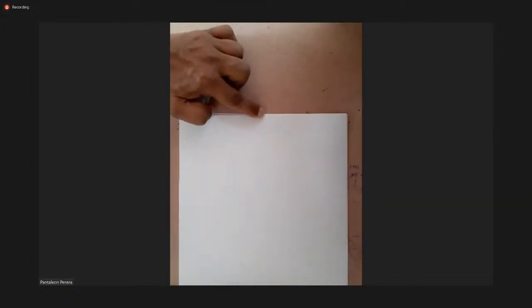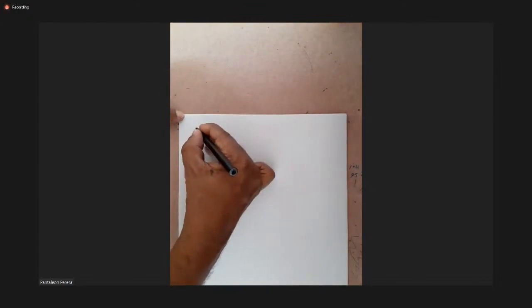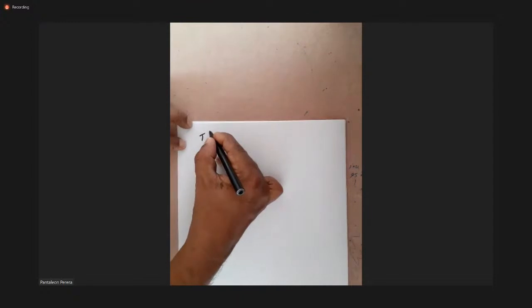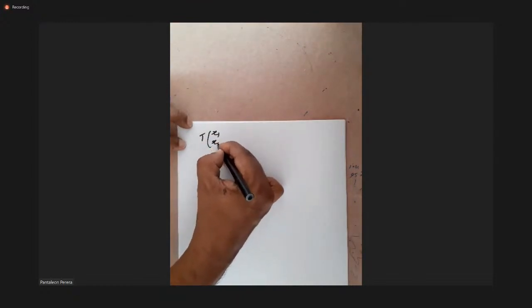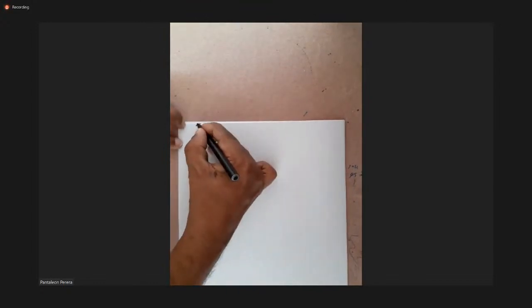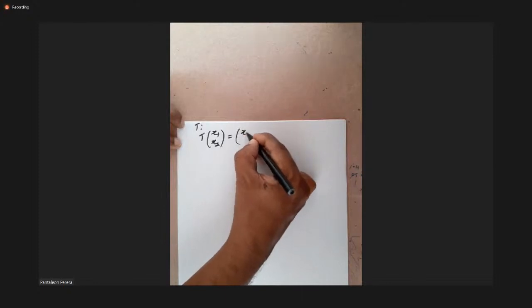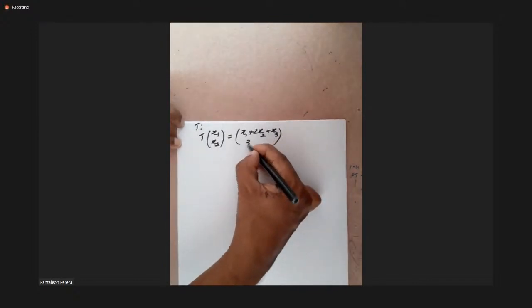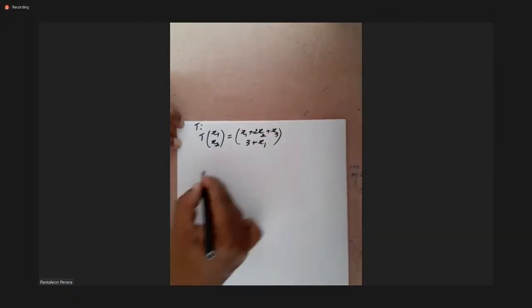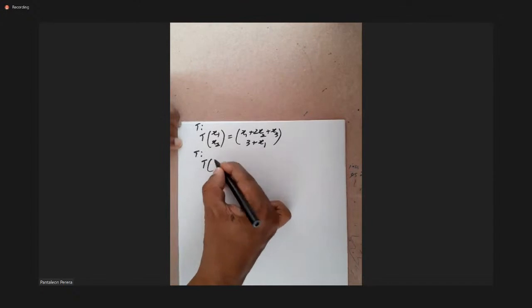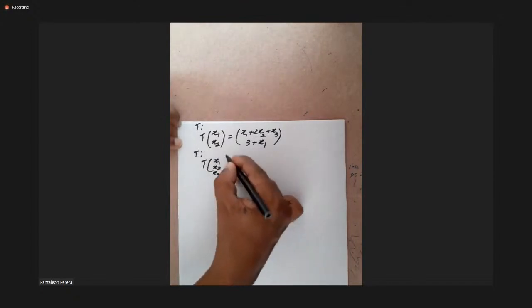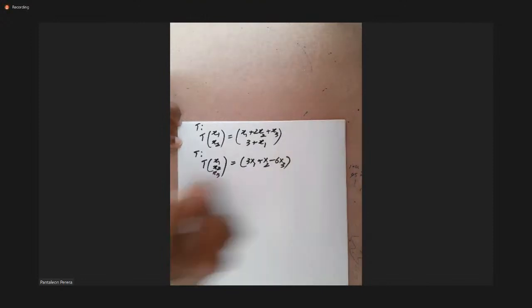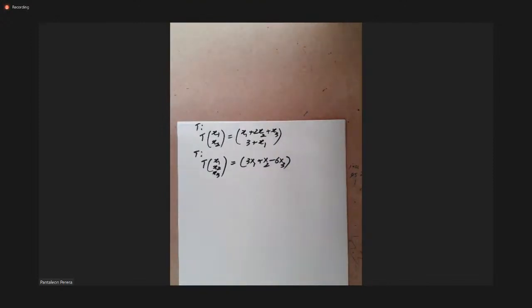Now, what about this one? Another example. Okay. What about these two? Which of them is linear?